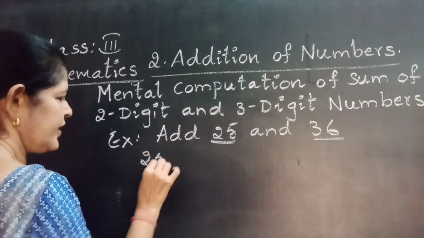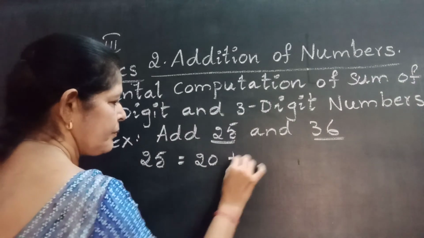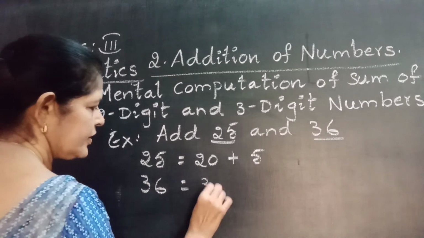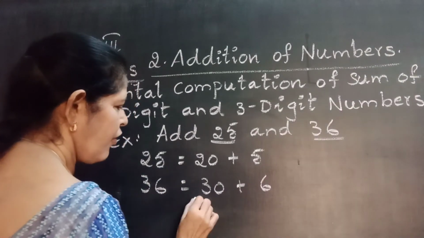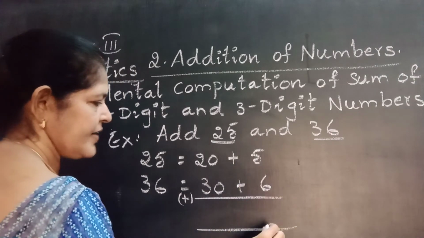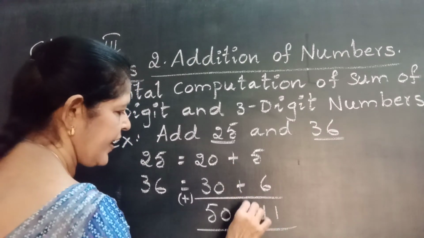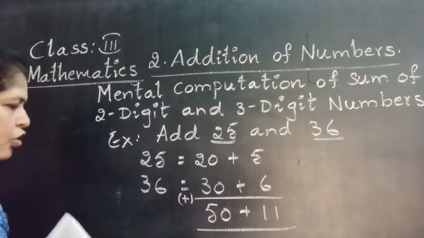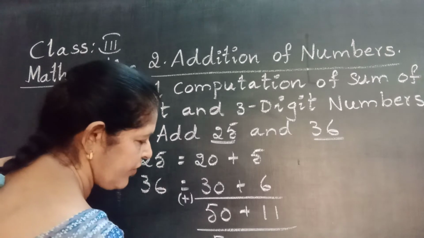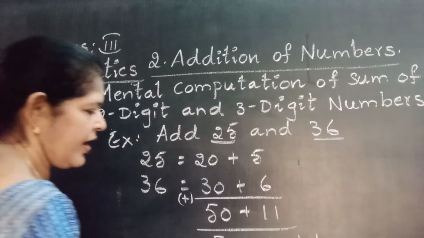First number is 25. What is the expanded form of 25? Yes, 20 plus 5. What is the expanded form of 36? 30 plus 6. Now add these two. Add the ones. 5 plus 6, 11. Here 50. Here we get 50 plus 11. Again go to add. 50 plus the expanded form of 11, which is 10 plus 1.